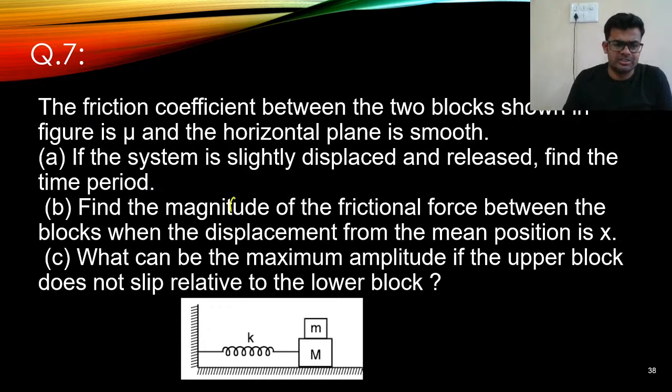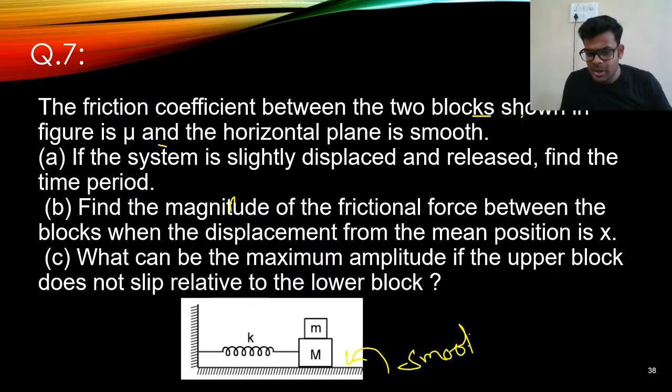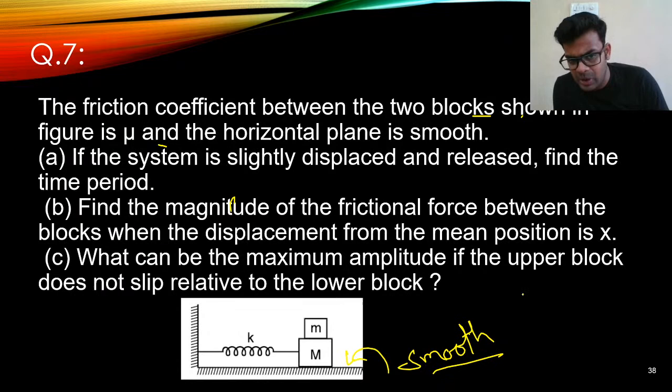Let us talk about this. Friction coefficient between two blocks as shown in the figure is mu. Okay. So let's say these two blocks are there. So friction coefficient between the blocks is mu. Between the surface and block is not present. Like the surface is smooth. Are you getting? Surface is smooth, but friction coefficient between both the blocks is mu.